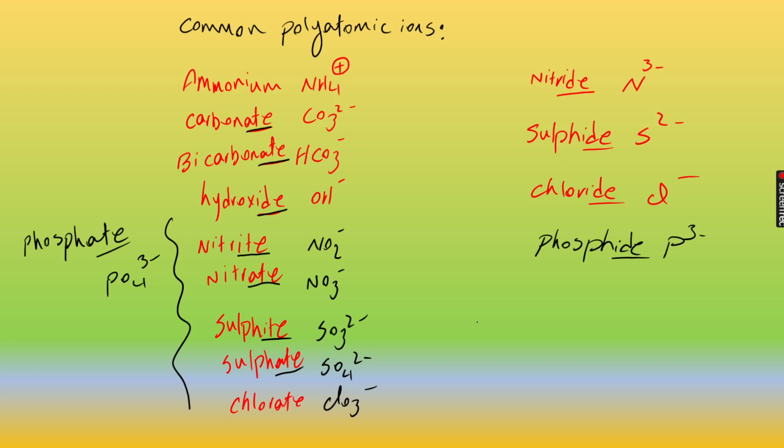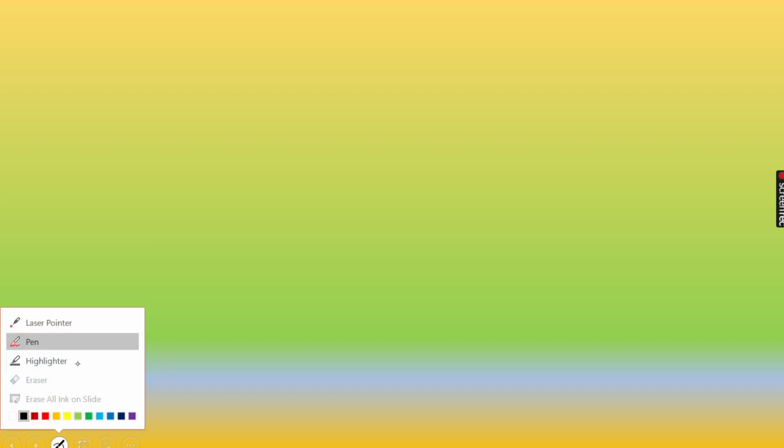Okay, on this page, you learned a lot of common polyatomic ions that are used in writing chemical formulas. Let me bring more examples. First of all, I want to say something about the multivalent metals. Have you ever heard about multivalent metals?